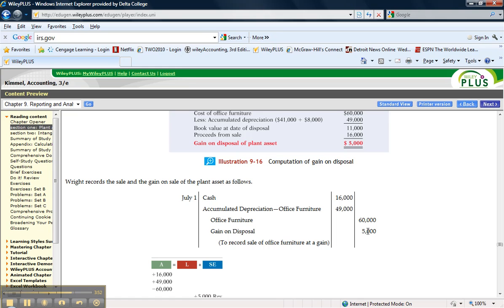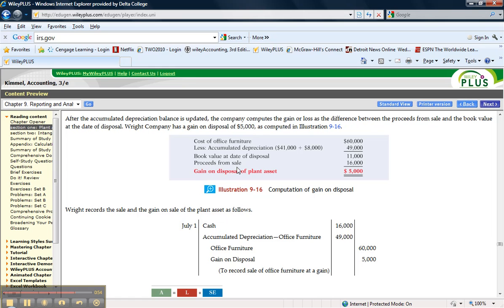A $5,000 credit means you have a gain on disposal because it's a credit. If the credits were bigger than the debits, then you would need a debit to make it balance, and that would be a loss on disposal. If you don't want to use this plugging approach, you can also calculate the amount of the gain or loss by looking at the cost of the furniture and what AD you had on the furniture to date. That's the book value. If you get more from that asset than your book value, then you have a gain on the sale of the asset. If you get less than your book value, then you'd have a loss on the sale of the asset.